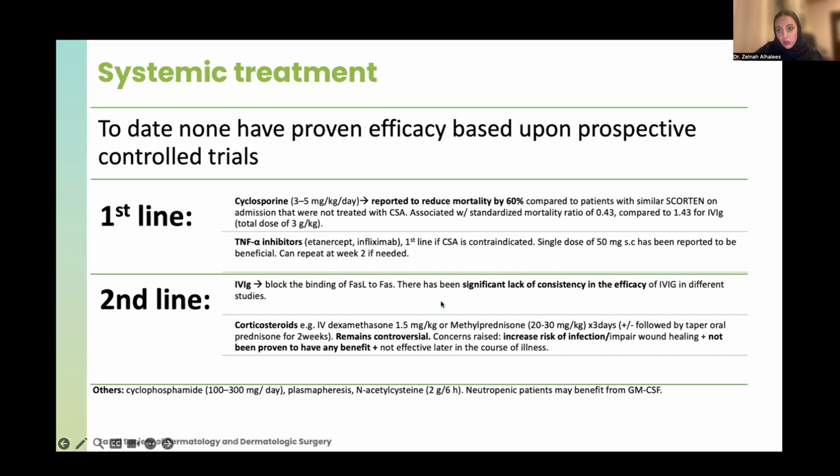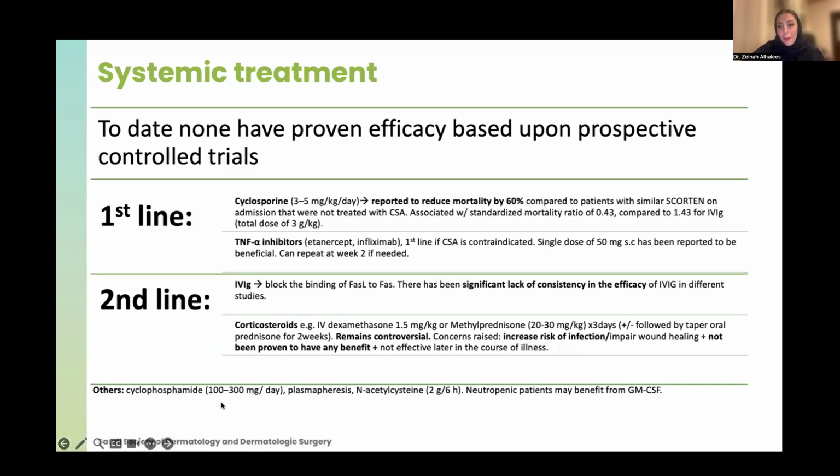Prednisone. So this remains controversial. The reason is the concern about the increased risk of infection and sepsis, plus impaired wound healing. They have a lot of detached skin and you may delay the reepithelialization. Plus, in studies, there was no proven benefit in mortality. So that's why it has also been pushed downwards.